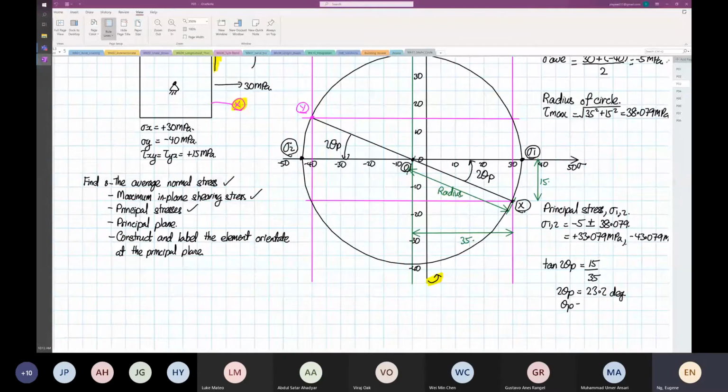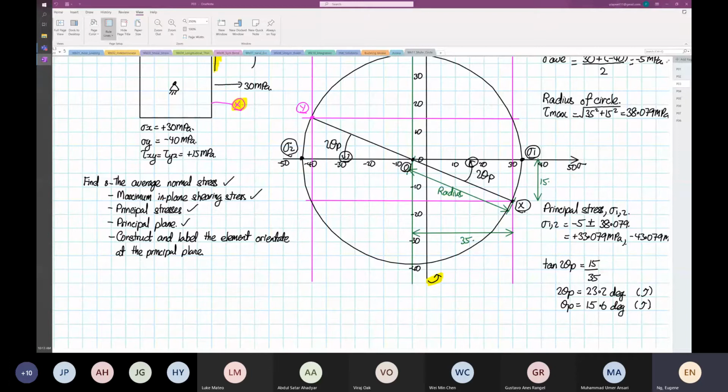And theta P is equal to 15.6 degrees. And you have to include the direction, which is what? Anti-clockwise. If you rotate from point X, it's anti-clockwise, like what this arrow shows. If you rotate from point Y, it's also anti-clockwise. So it does not matter whether you take from point X or point Y, it's always going to be anti-clockwise for this case. So we have identified this point over here.